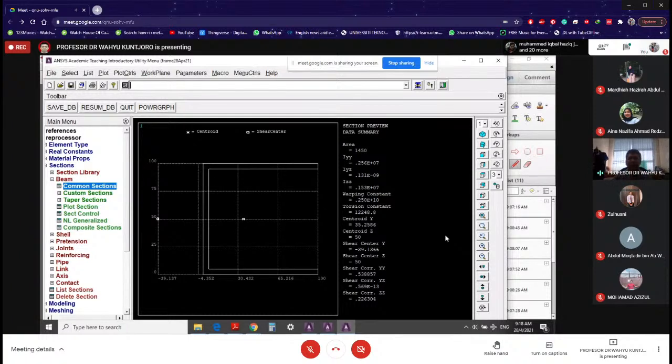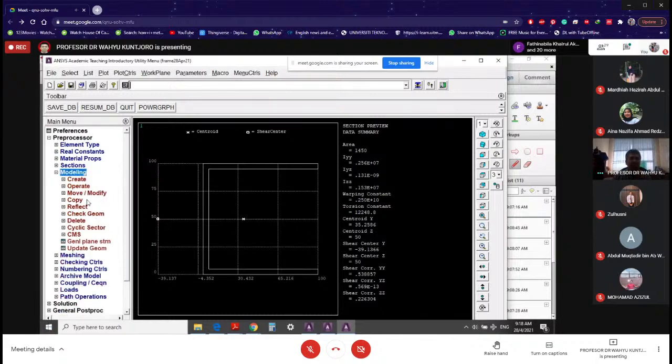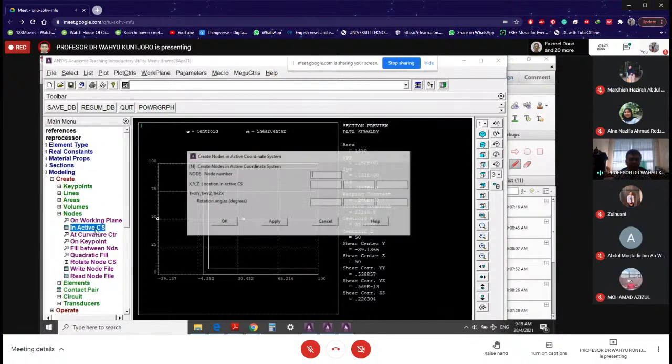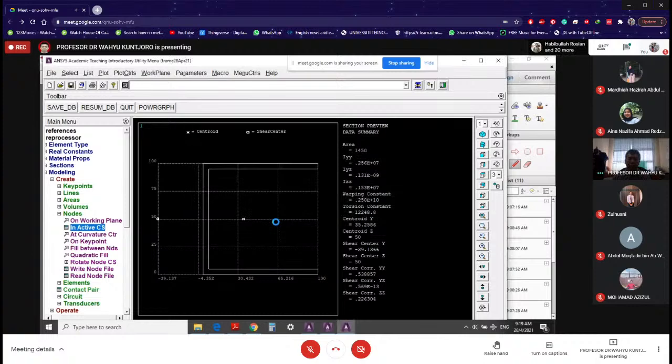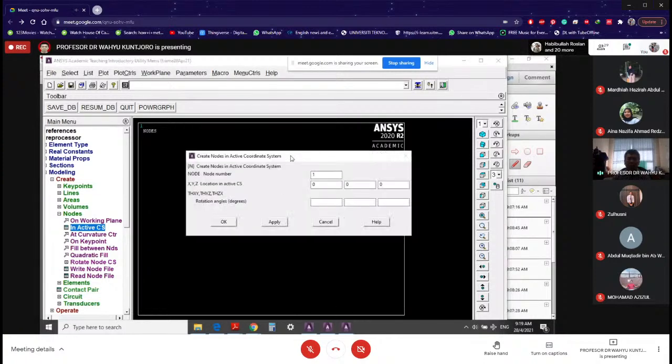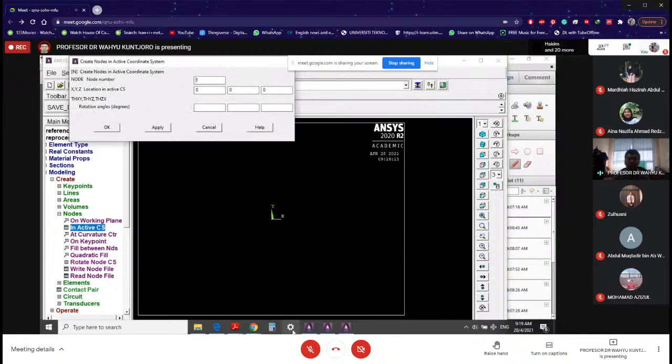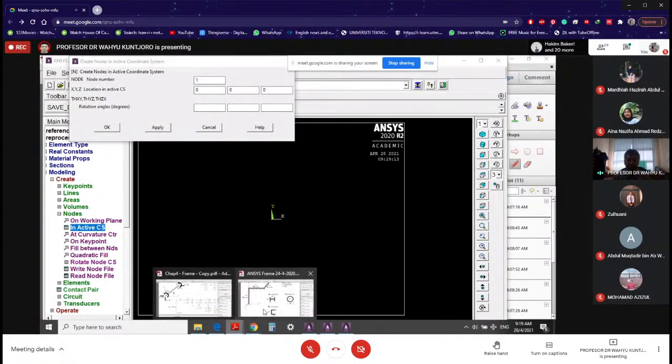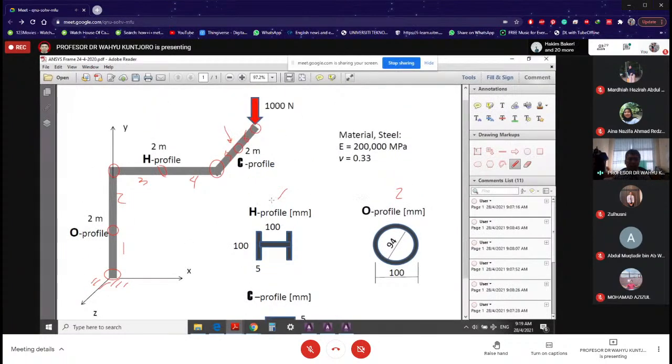So with that, now we begin to do our mesh by providing the node numbering. Let's redo it. I'm going to go to modeling, create, and create nodes. Active coordinate system. Node 1 is going to be at 0, 0, 0. So you see there, I have the node over here. I'm going to do this meshing based on our scheme over here.